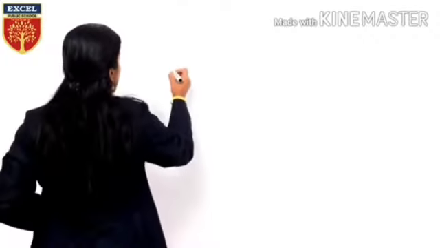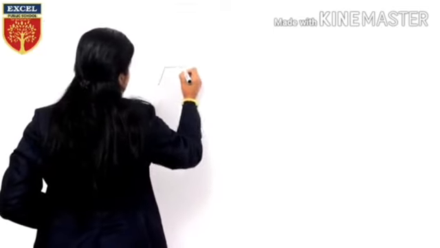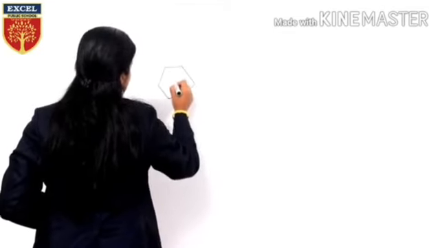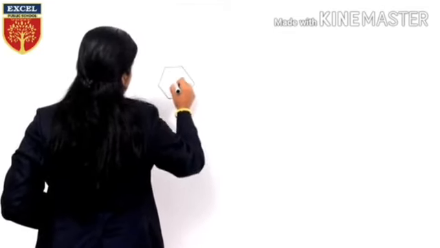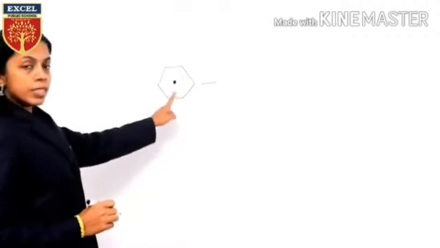I have given you homework also. I hope my children have done your homework. Let's check the answers. So the first question is draw top view of a pencil. This is the top view of a pencil. I am going to draw top view of a pencil. So top view of a pencil looks like this.